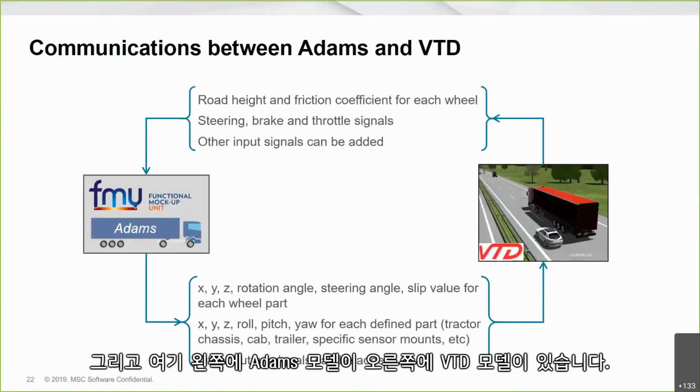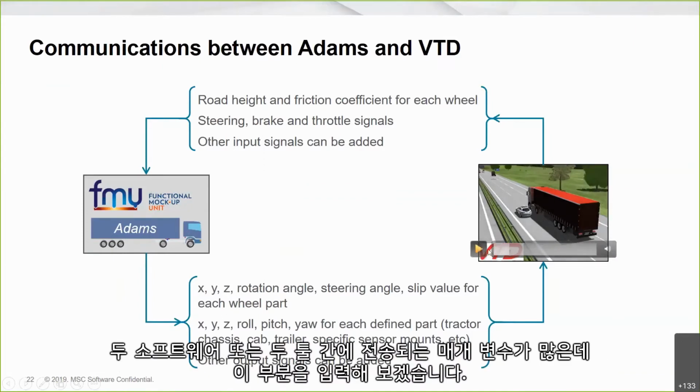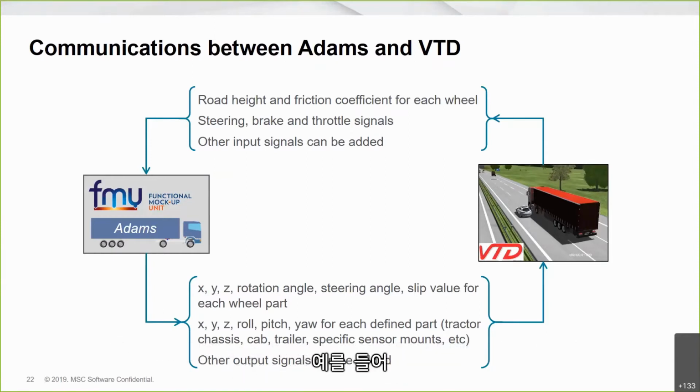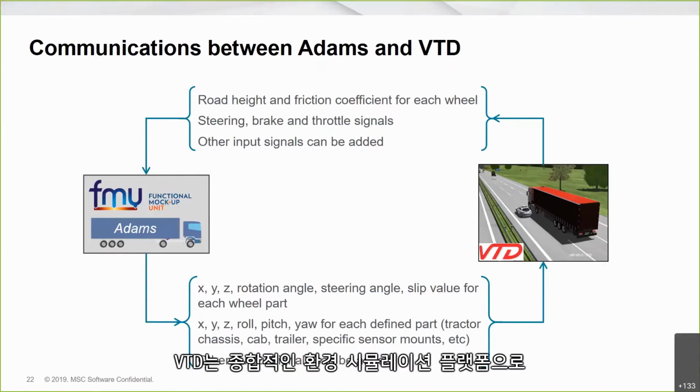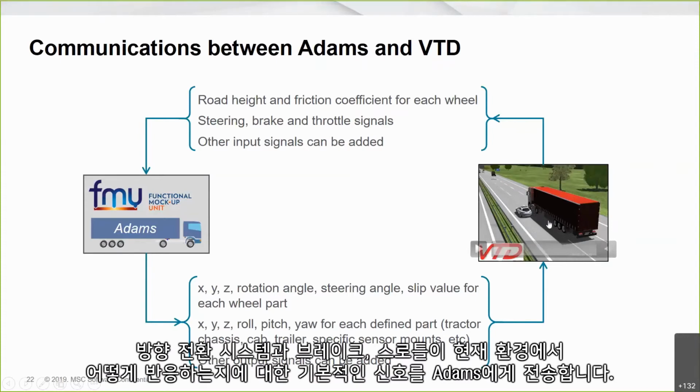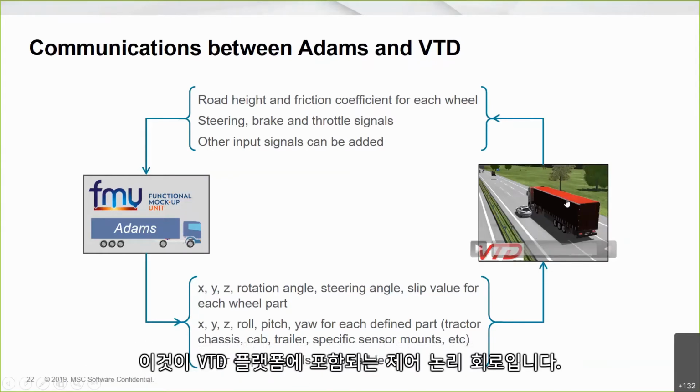In this case, the Adams model is on the left-hand side and the VTD model is on the right-hand side. So what we're doing is that a number of parameters are being transferred between the two software tools. For example, VTD, as a comprehensive environment simulation platform, will give signals to Adams as to how the steering, brake, and throttle are going to react based on the current environment. So that is the control logic that's included in the VTD platform.